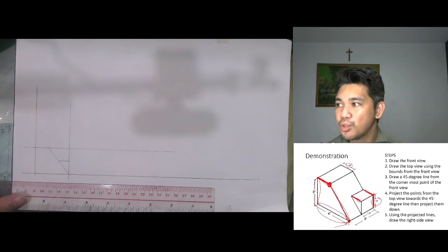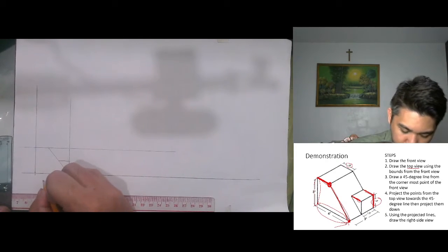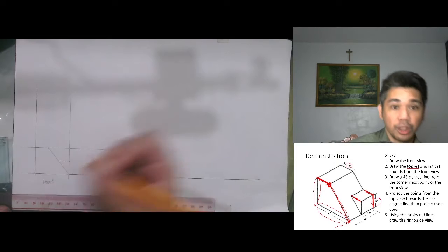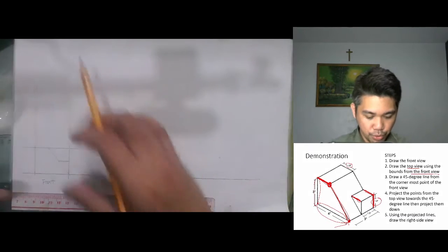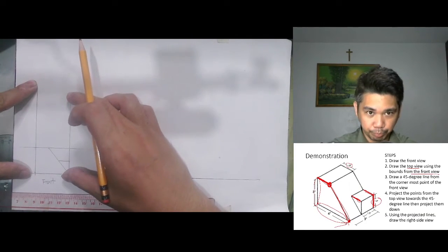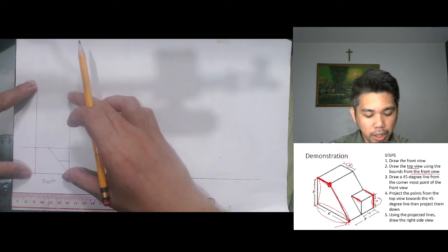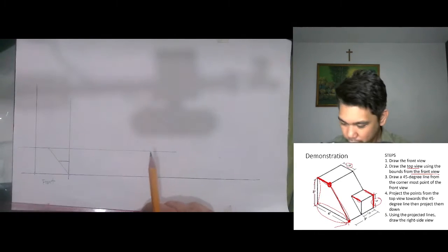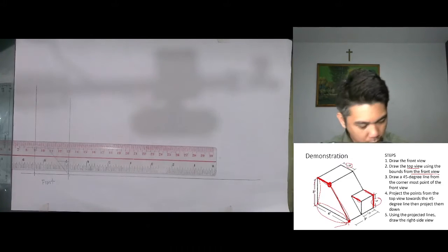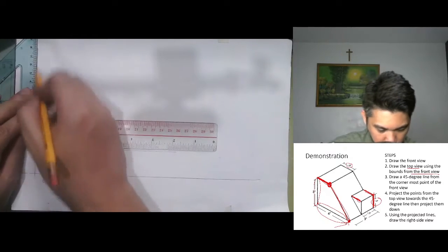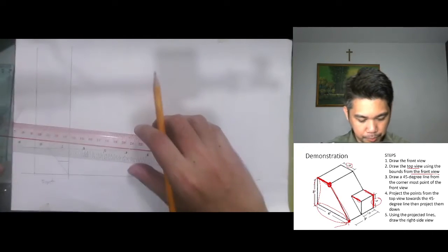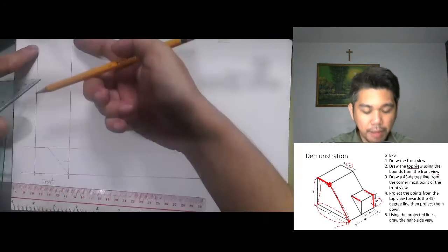Now the next step is you are going to draw the top view. Wait, let me just write. This is our front. So now we are going to draw the top view using the bounds from the front. When we say bounds, these two lines is what I'm talking about. Okay, so I've projected them upwards. Let me just complete the projection. Now, I've projected the bounds.